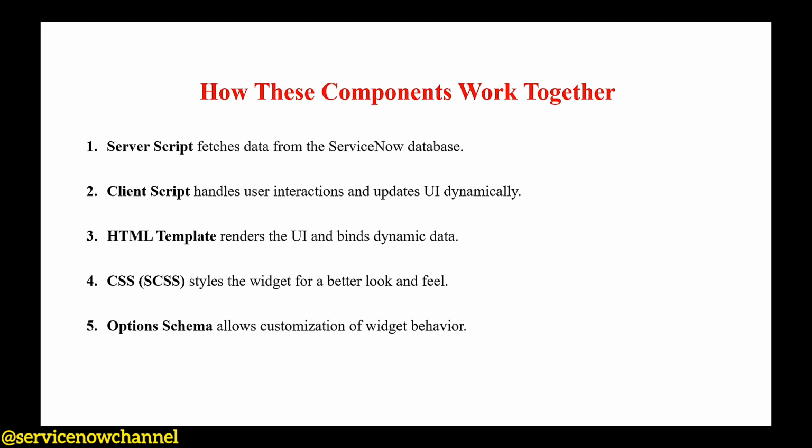For that we are using AngularJS. Next is CSS. It's used for styling purposes, for a better look, right? Next is the option schema, which we saw in the last three. It's optional, and most of the developers won't use it. In some conditions they will use it if they need. So these are the components and how they work together for a widget.